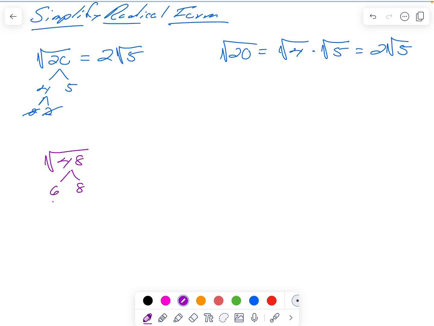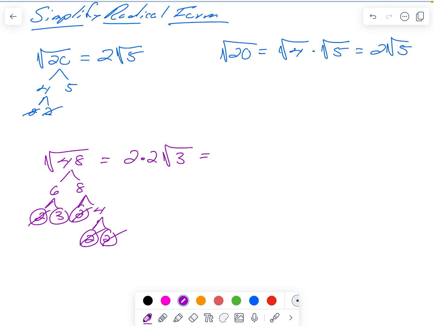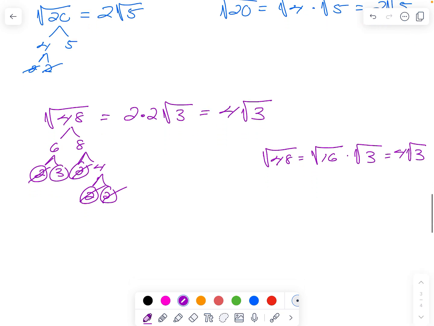So 6 times 8, 2 times 3, 2 times 4, 2 times 2. So just so we don't lose anything, I'm going to circle all my factors. So pairs, a pair of 2's, another pair of 2's. So 2 times 2 comes out. That 3 stays in. So 4 square root of 3. Again, if you did it the other way, you would have taken this. But it's not always easy to find that 16 as a factor. When I see 48, I think 6 times 8, and that's a lot easier.